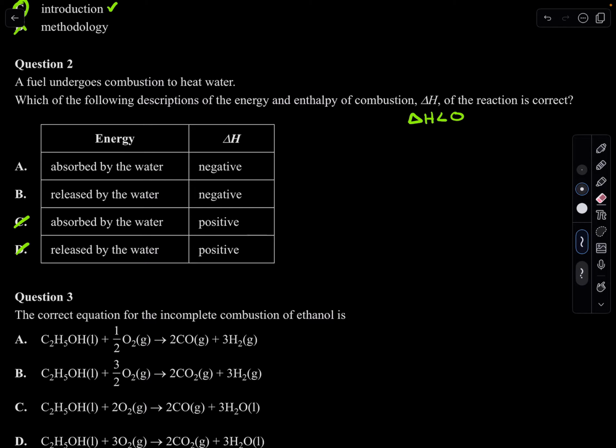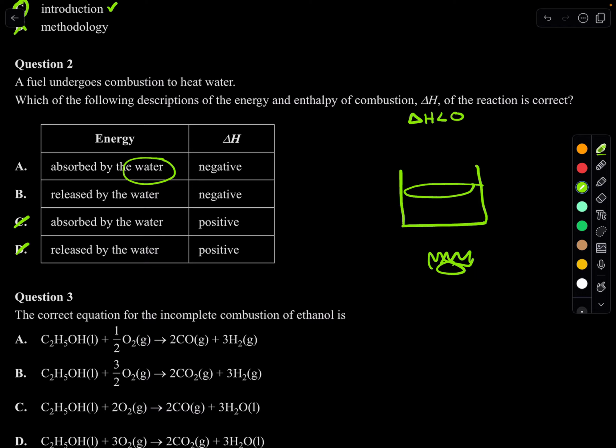Now, it is negative. So let's think. Imagine that you have a water jug here, like a beaker, and it has water. And under it, you have a suitable fuel that is burning. Now, is energy absorbed by the water or released? Of course, it's absorbed, because remember, it's an exothermic reaction. The fuel is releasing thermal energy, and this thermal energy is being absorbed by this water to heat up its temperature. So absolutely absorbed, not released by the water.